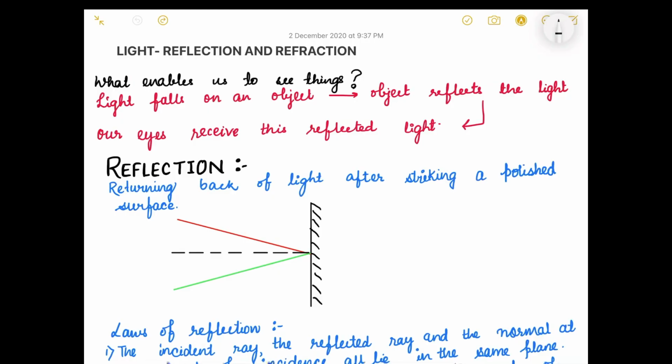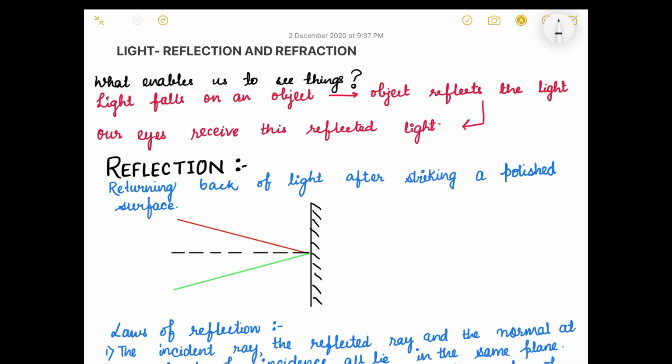This is the first part of our video on the chapter Light, Reflection and Refraction from class 10th Science. So let us begin. Now, in our day-to-day life, we are able to see a variety of objects in the world around us. But when it is dark all around, we find it difficult to see an object.